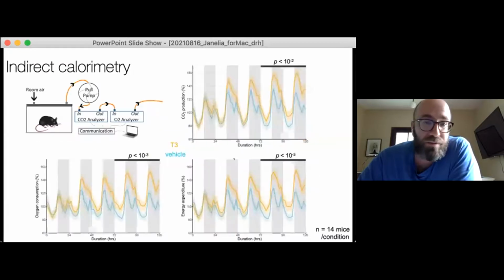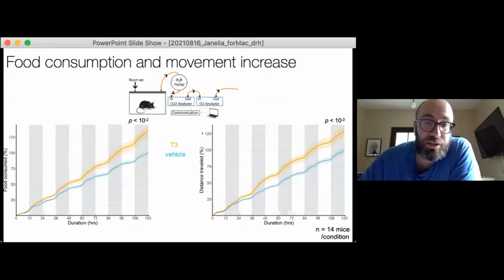We first used indirect calorimetry to validate changes in metabolism. This is a home cage system where oxygen consumption and CO2 production rates are continuously monitored. After about 2 days of treatment, we start to see increases in oxygen consumption, CO2 production, and overall energy expenditure. And in addition, these home cages allow us to monitor coarse behaviors. And what we see is that hyperthyroid animals eat more, they increase their food intake, and they also move around the cage more. They're hyperactive relative to controls.